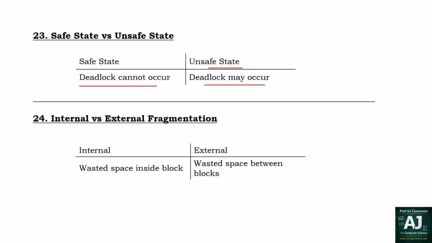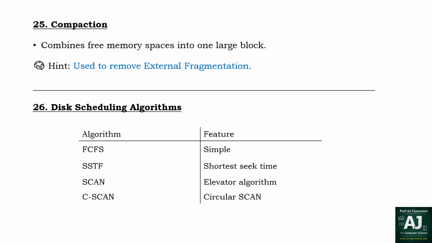Internal versus external fragmentation. Internal fragmentation wastes space inside the block, that is empty space inside the block. External is wasted or empty space between the blocks. Next, compaction. Compaction combines free memory spaces into one large block. That is, it is used to remove external fragmentation.